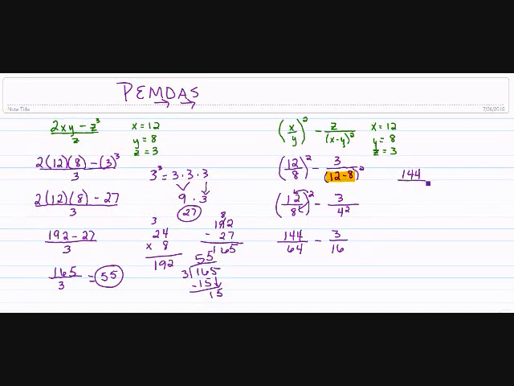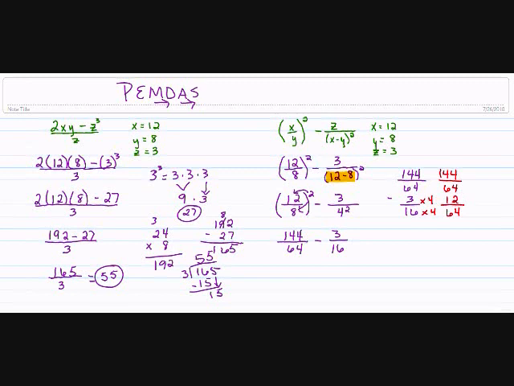144 over 64 minus 3 over 16. What I have to do here before I subtract is find a common denominator. I can multiply 16 times 4. The reason I did that is because that will give me the same denominator. Okay? And when I multiply the denominator, I have to multiply the numerator, so 3 times 4 is 12.